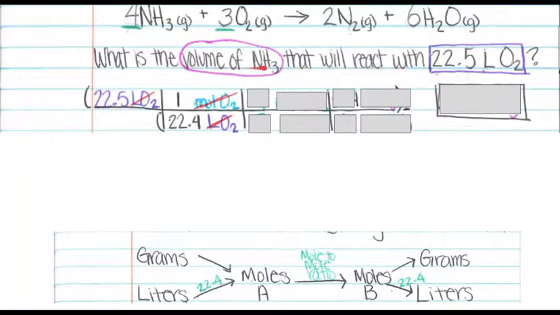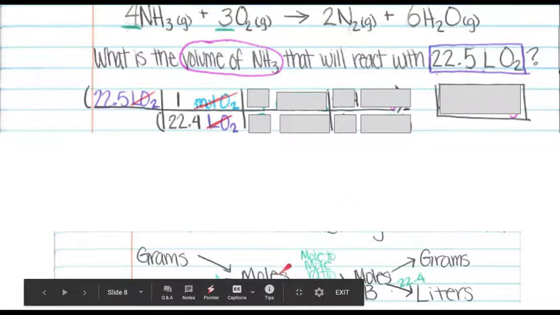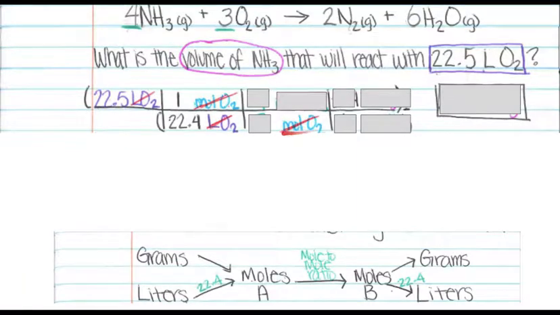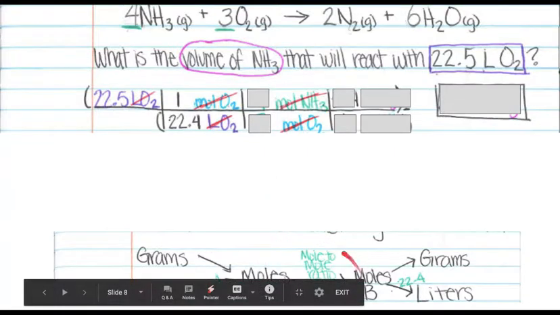Ultimately, I want to get to liters of ammonia. So this is the step at which I'm going to go from moles of one substance to moles of the other using that mole to mole ratio. Once again, moles oxygen was on top, so moles oxygen goes at the bottom. I'm trying to change to moles of ammonia, so I'm going to write moles of ammonia at the top. That's because I'm at this step right here. What numbers am I going to plug in? I'm going to plug in the mole to mole ratio.